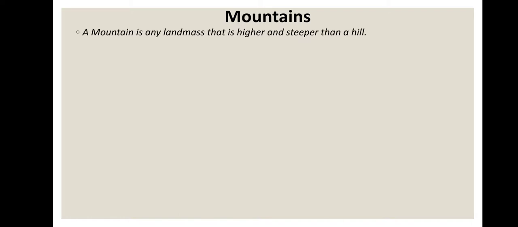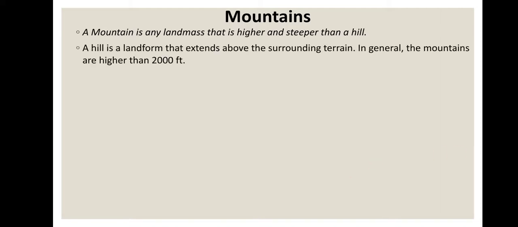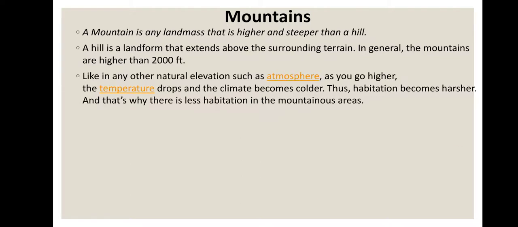The mountains. A mountain is any landmass that is higher and steeper than a hill. A hill is a landform that extends above the surrounding terrain. In general, the mountains are higher than 2000 feet. Like in any other natural elevation, such as the atmosphere, as you go higher, the temperature drops and the climate becomes colder. Thus, habitation becomes harsher, and that's why there is less habitation in the mountainous area.